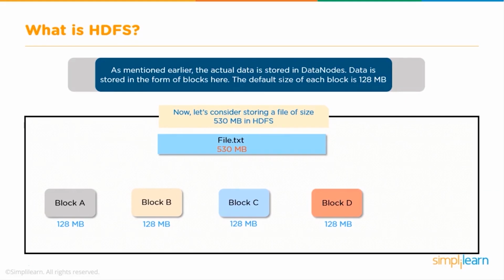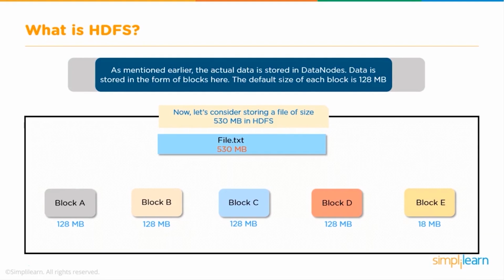So my block A would have 128, block B would have again 128, block C would have 128 again, and block D would have 128. So we are talking about 256 plus 256. That basically makes it around 512, which would not be enough for your 530 MB file. That's why we would need one more block of 128 MB, which could hold the rest 18 MB data. So that's how your file would be split and stored in multiple blocks.